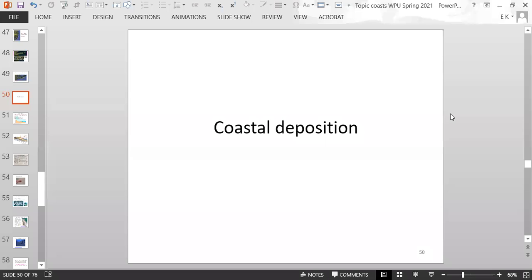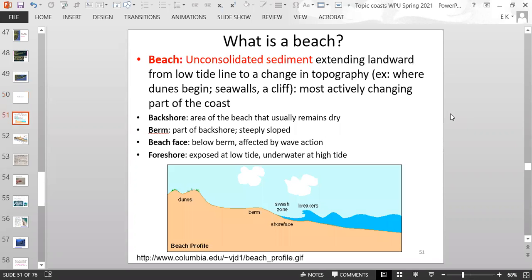This is the second part of the Shorelines lecture. We're going to start with coastal deposition. So we'll talk about a beach.